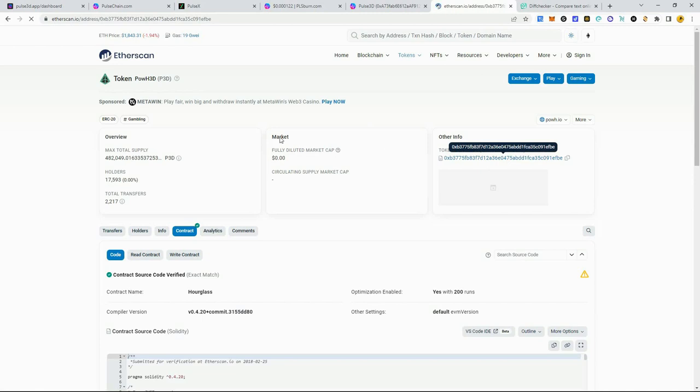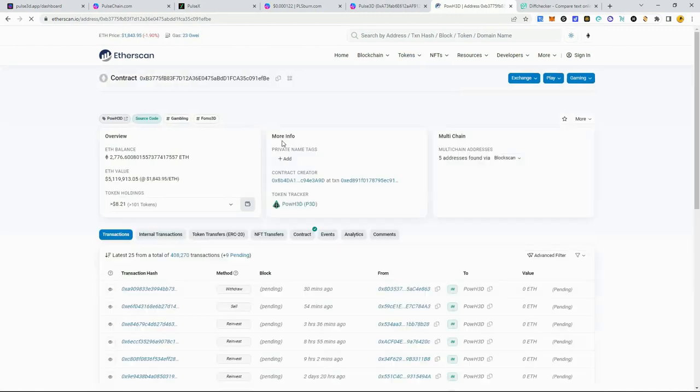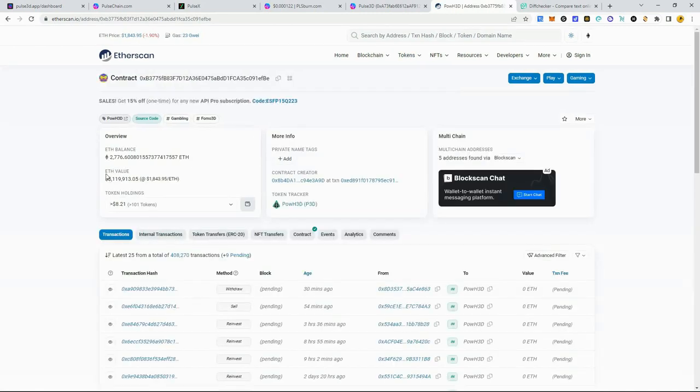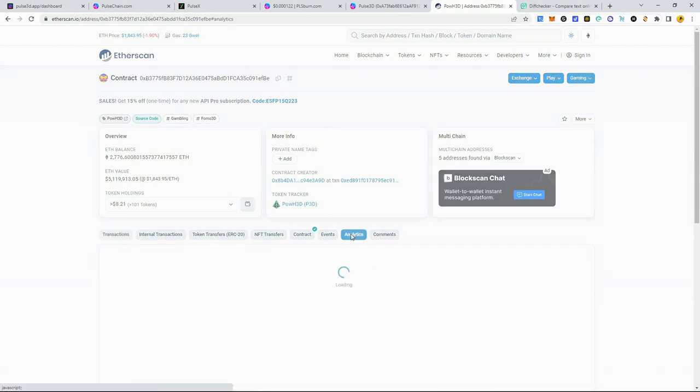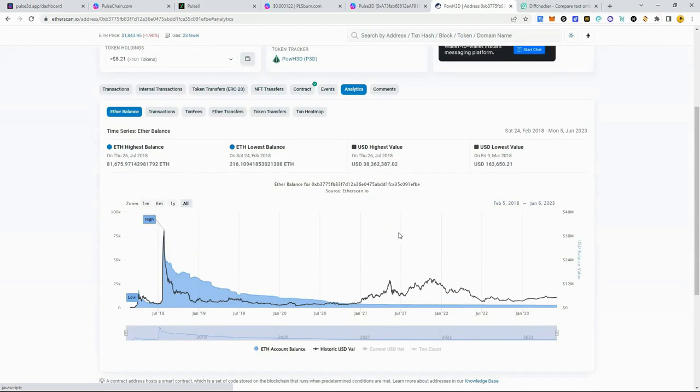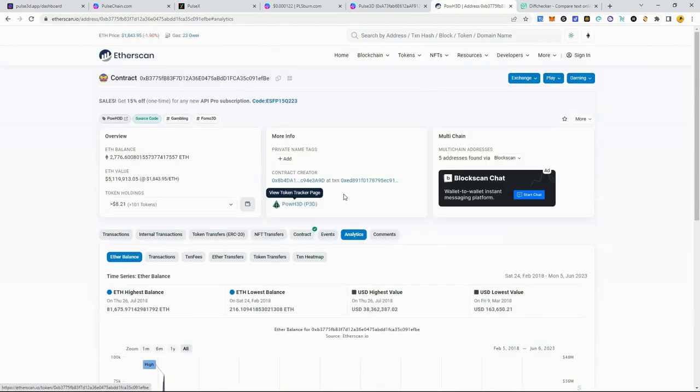Now, of course, it's not as popular as it used to be back in the day. But you can see still 2,000 Ethereum in here, $5 million value. At one point, this had over 80,000 Ethereum in here. Guys, so really, really interesting concept, the way this was coded and designed. And so what we have here on Pulse3D is this exact same contract that is on PulseChain now.